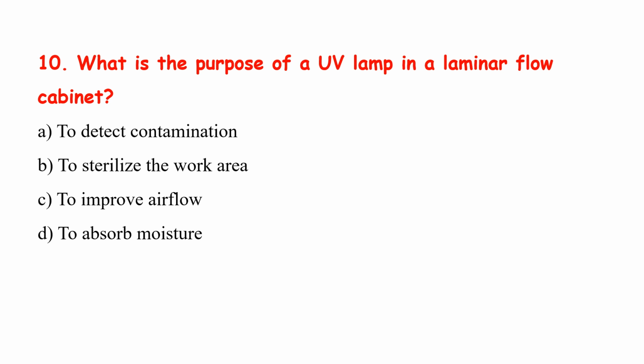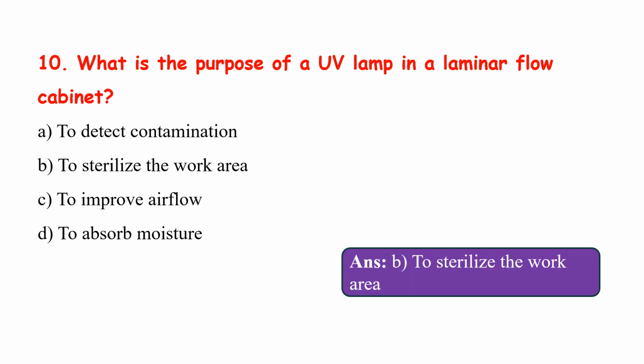What is the purpose of UV lamp in a laminar flow cabinet? To detect contamination, to sterilize the work area, to improve airflow, to observe moisture. The correct answer, to sterilize the work area.